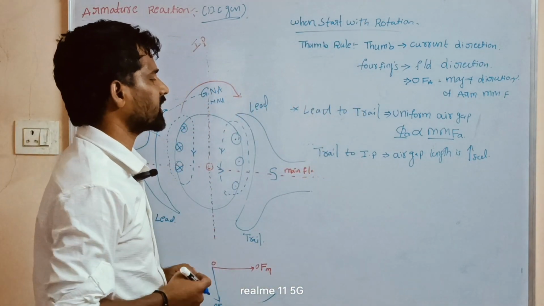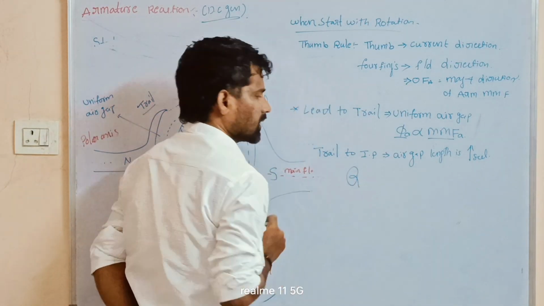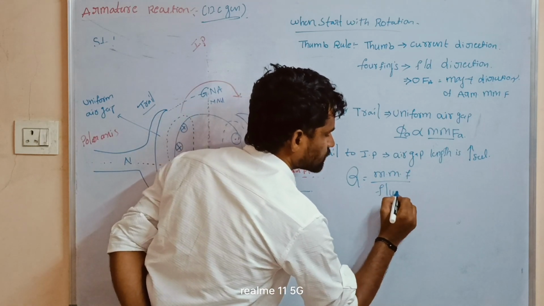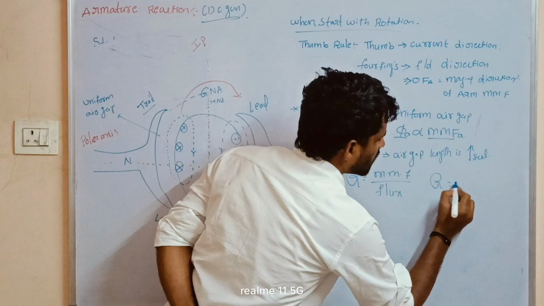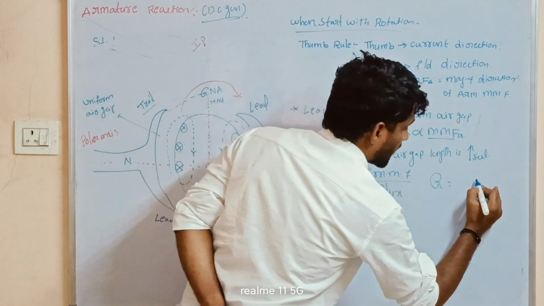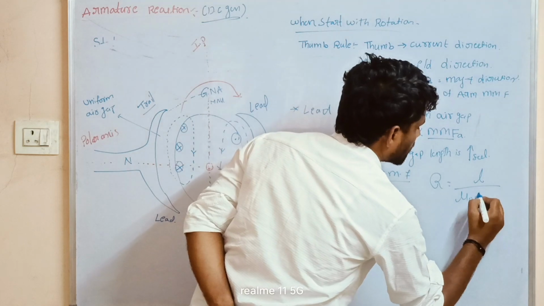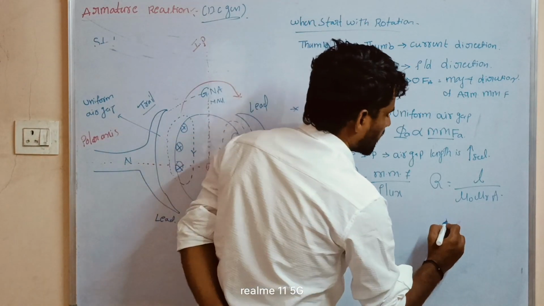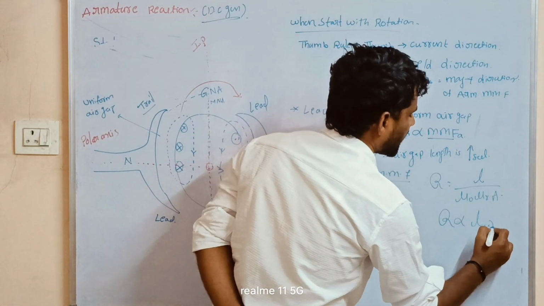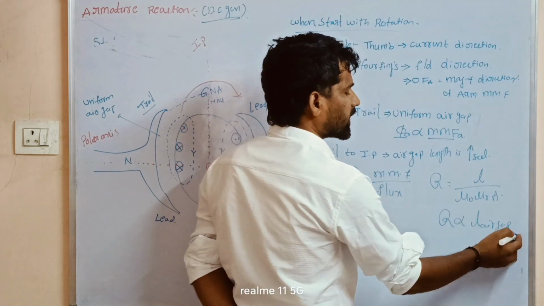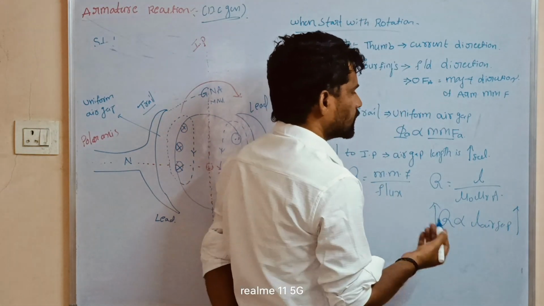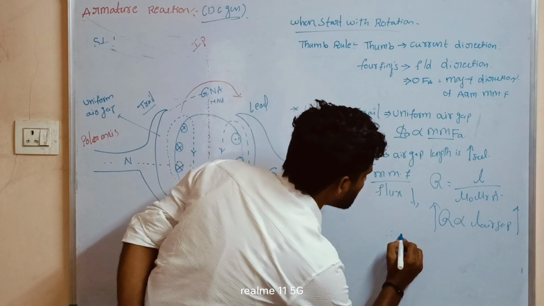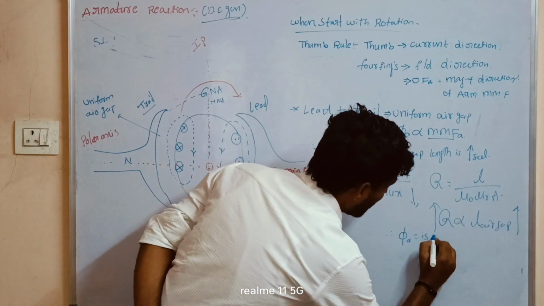When the air gap length is increased, we know the formula for reluctance. Reluctance is equal to MMF by flux. Also reluctance equals l by mu naught mu r A. So reluctance is directly proportional to the air gap length. When the air gap length is increased, reluctance is increased. When reluctance is increased, the flux is decreased. Therefore, the armature flux, phi a, is reduced.